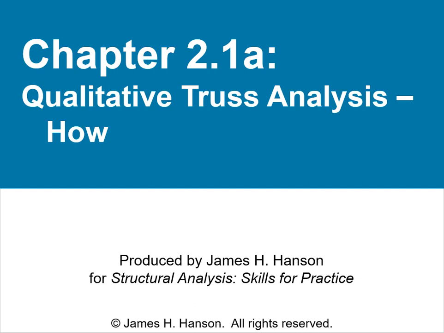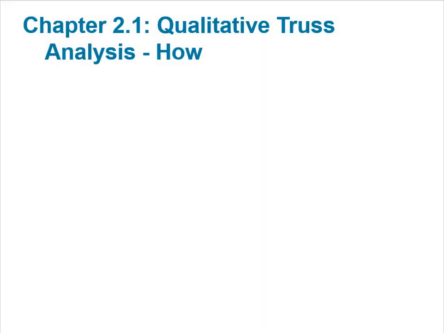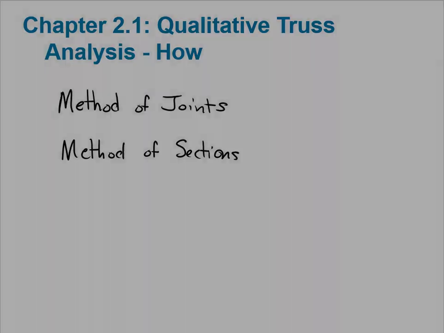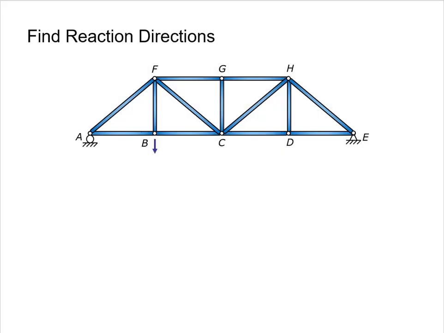Qualitative truss analysis means applying equilibrium to determine whether a member is in tension or compression without actually performing calculations. There are two methods typically used for truss analysis: the method of joints and the method of sections. Qualitative truss analysis can be used with either. Both methods start by applying rigid body equilibrium to the entire truss in order to find the reactions.